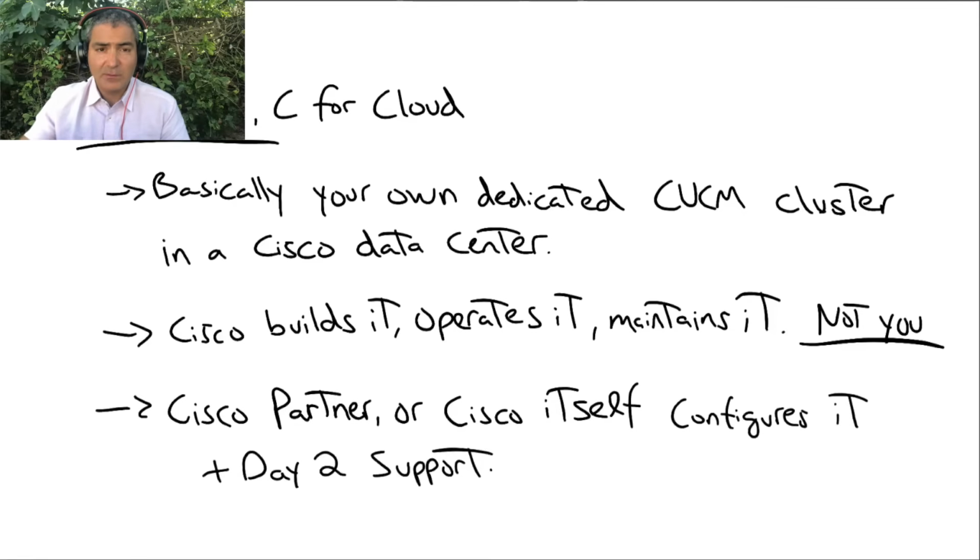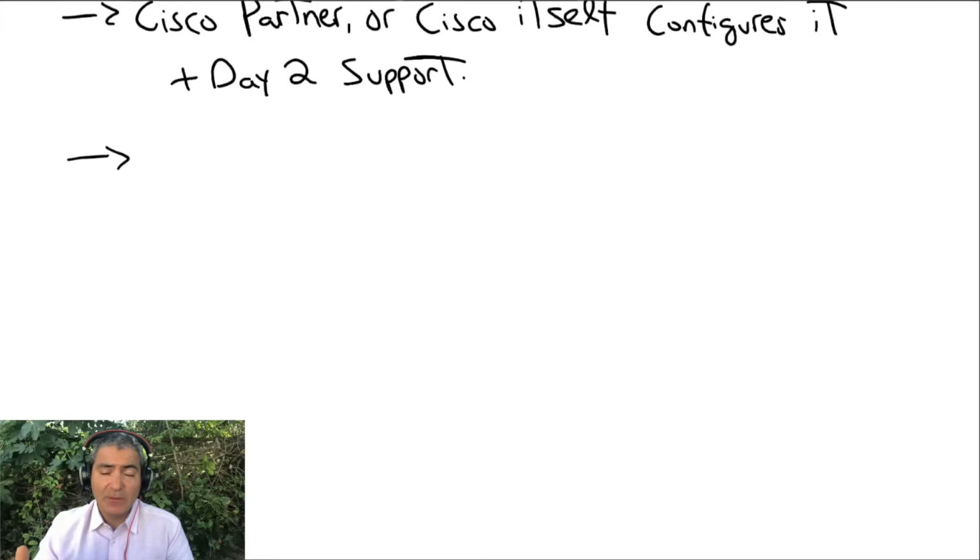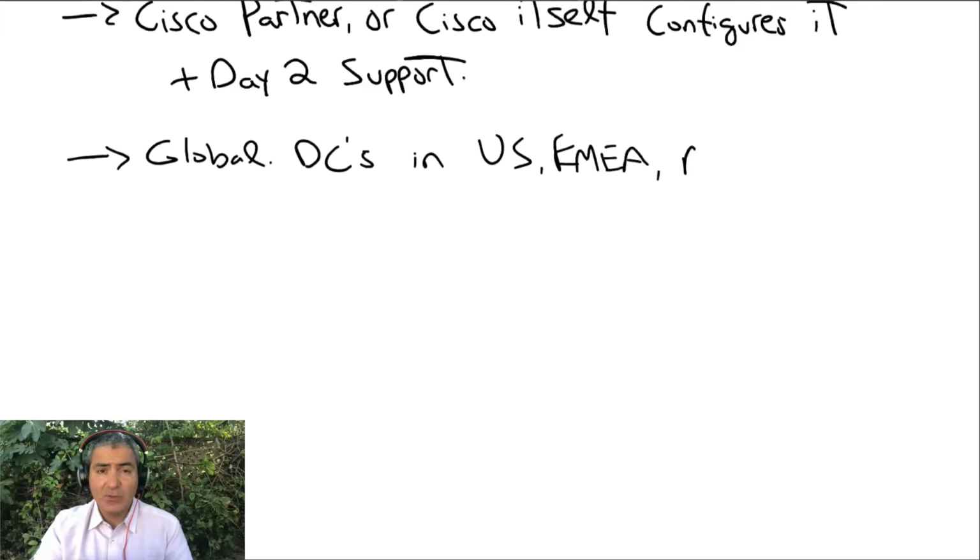So once a project is done and all your sites are configured, any moves, adds, and changes that happen down the road are also taken care of by the partner or Cisco itself. Now, I forgot to mention that UCMC is a global solution. We have multiple data centers in the US, multiple data centers in Europe, and multiple data centers in Asia Pacific. So it's truly a global solution.